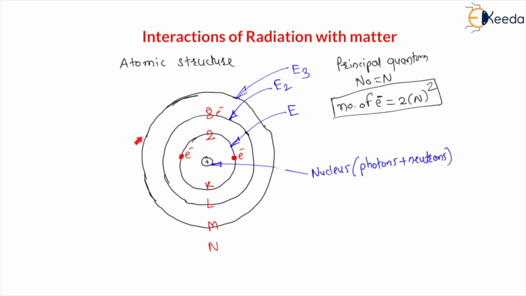Similarly, for M, how many electrons will be there? Here for M, n is equal to 3. Therefore, 2 into 3 square, that is 18. Therefore, in M orbit, there will be 18 electrons. And so on for N orbit. It will be for n is equal to 4. Therefore, 2 into 4 square, therefore 32. Therefore, there will be 32 electrons in N orbit, and so on it will go on, right?